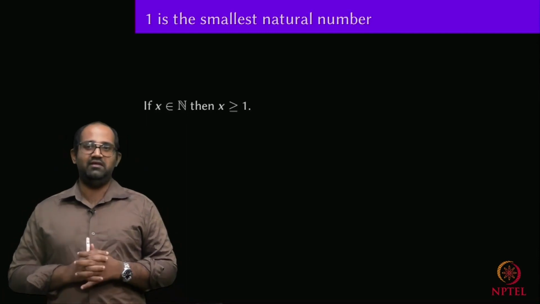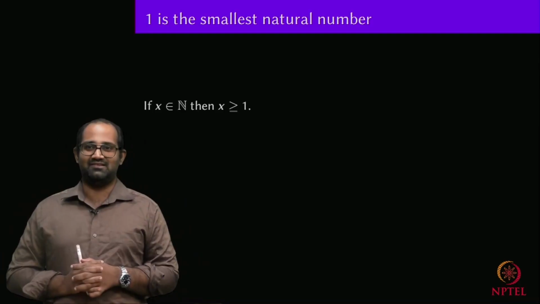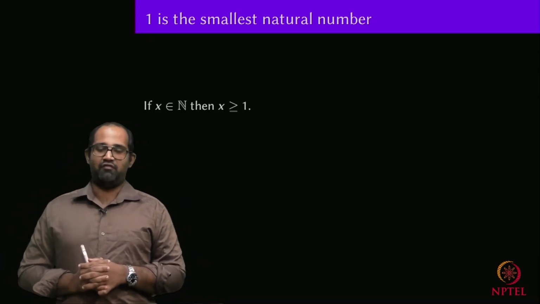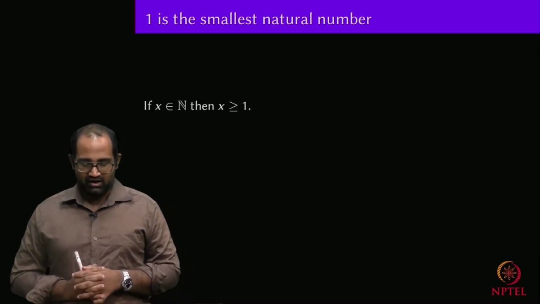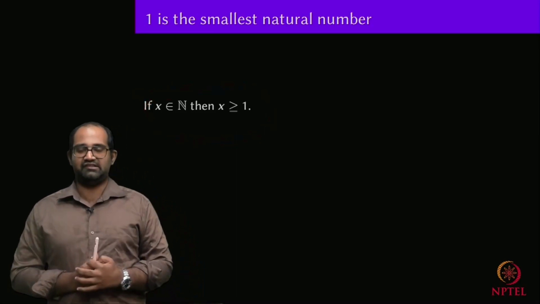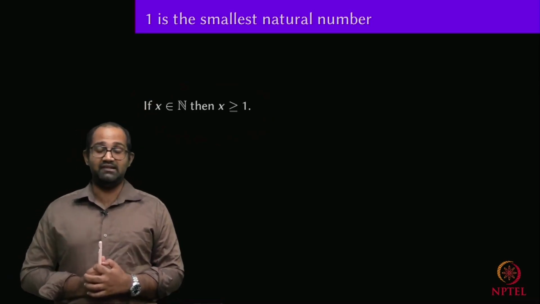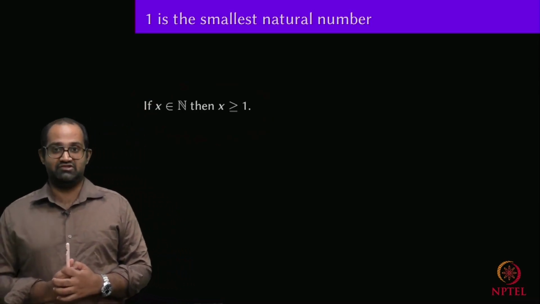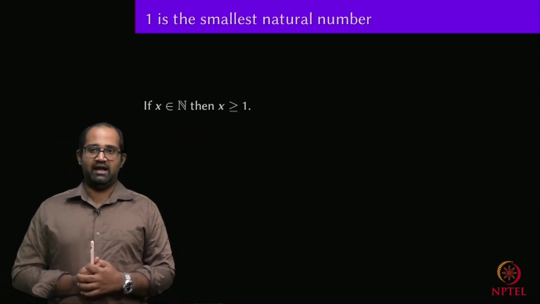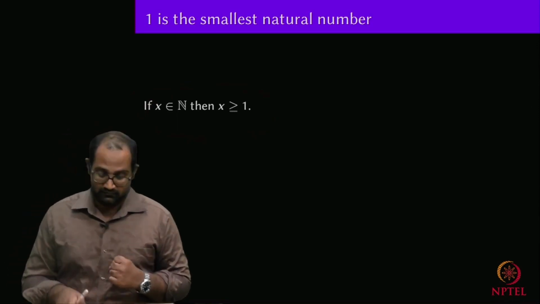Okay. We will start with something really simple. 1 is the smallest natural number. That is, of all the natural numbers, 1 is the smallest. To phrase it precisely, if x is in N, then x must be greater than or equal to 1. Now, let's recall what N is. N is the set of positive integers. That is, that subset of Z where x is strictly greater than 0.